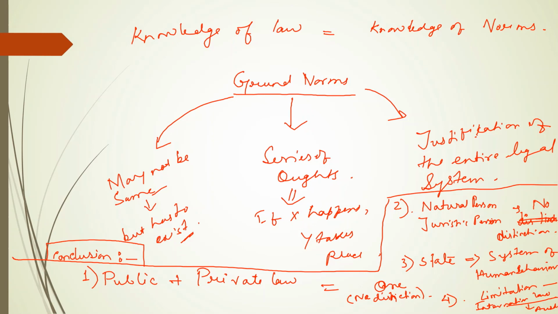Got it? He explained these grund norms, as well as the conclusions: as per Hans Kelsen, private law and public law must be one, natural person and juristic person, no distinction should be made. States should follow the system of human behavior, as well as there must be a limitation for international law, like Austin. Whatever Austin said, you have to follow that.